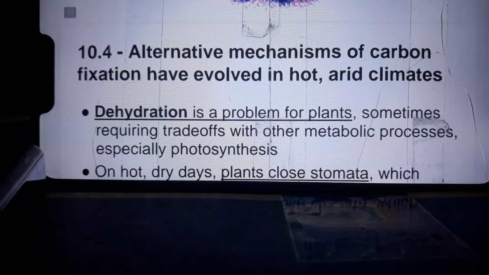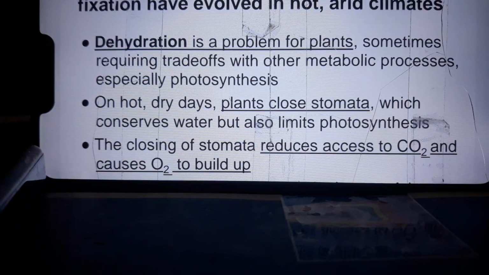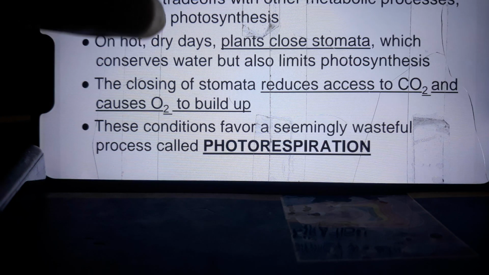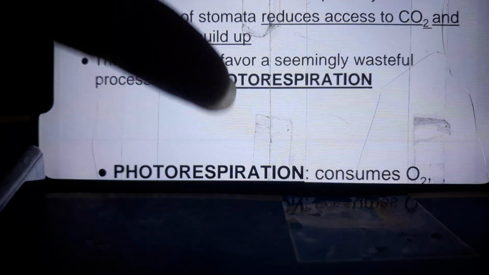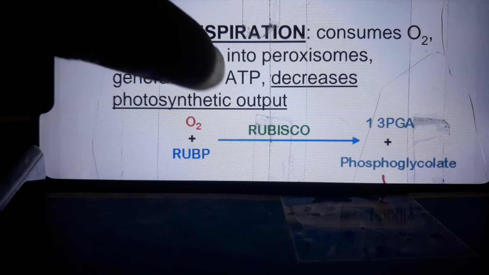Alternative mechanisms of carbon fixation have evolved in hot, arid climates. There, dehydration is a problem for plants, sometimes requiring trade-offs with other metabolic processes, especially photosynthesis. On hot, dry days, plants close their stomata, which conserves water but also limits photosynthesis. The closing of stomata reduces access to CO2 and causes oxygen to build up. These conditions favor a seemingly wasteful process called photorespiration. Photorespiration consumes oxygen, releases carbon dioxide into peroxisomes, generates no ATP, and decreases photosynthetic output.